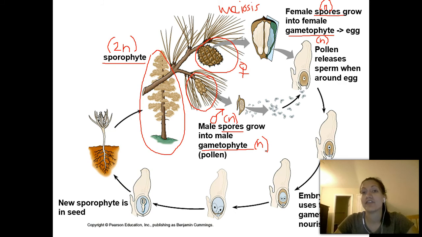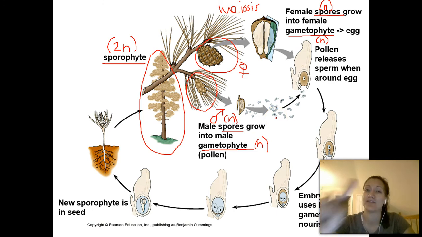Now in our seeded plants, that male gametophyte is pollen. So you've heard of pollen. Pollen, all it was is a spore that turned into a gametophyte. The gametophyte on the female pine cone develops the egg, and the egg stays there. So you know trees pretty well.